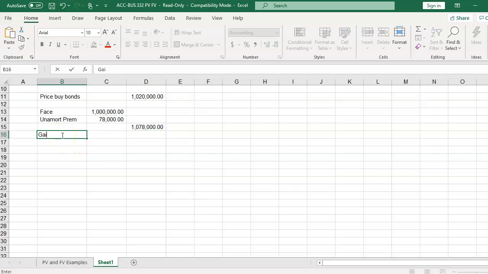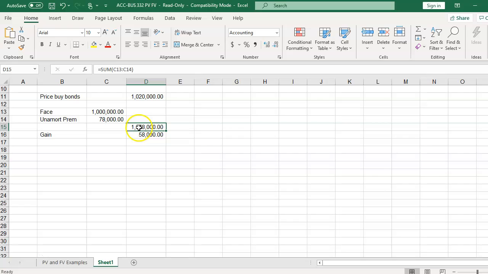So this is going to be a gain, and the reason it's a gain is the price I pay of $1,020,000 is smaller than the book value. So the book value is $1,078,000. I pay $1,020,000 to extinguish book value of $1,078,000. I've got a gain of 58,000. Okay. So almost always when you do a retirement, there will be a gain or a loss on that.